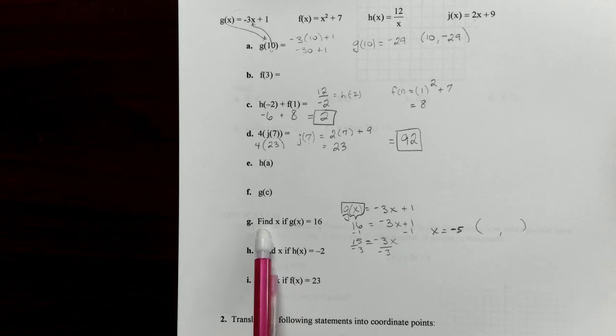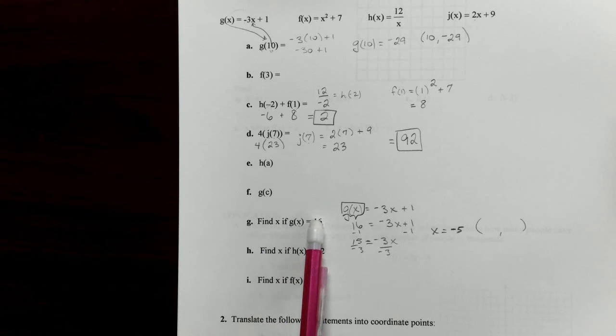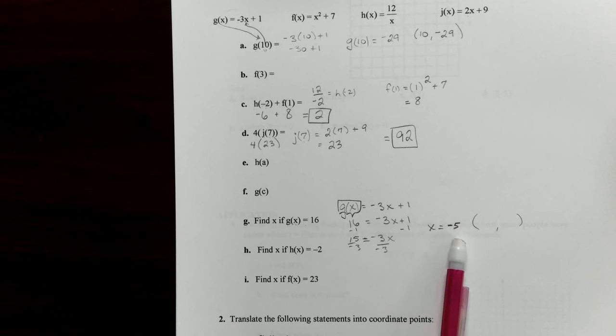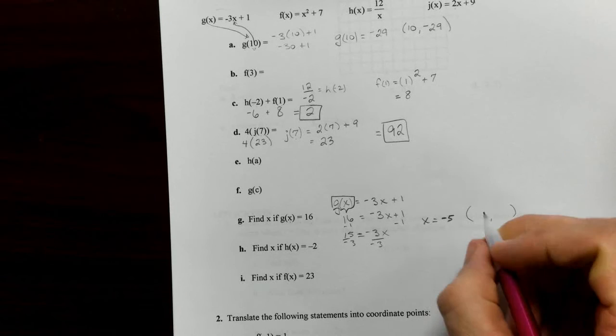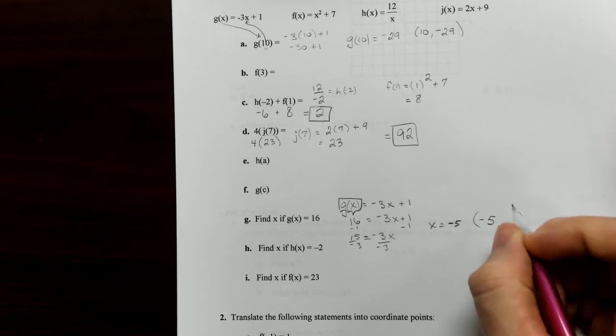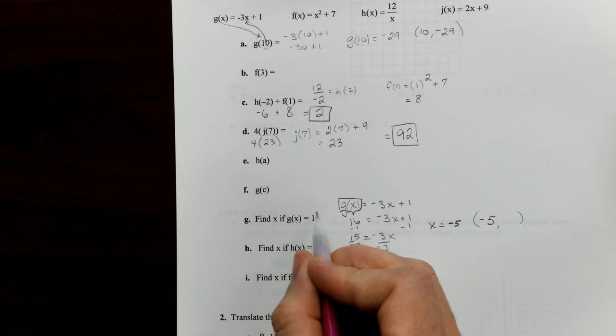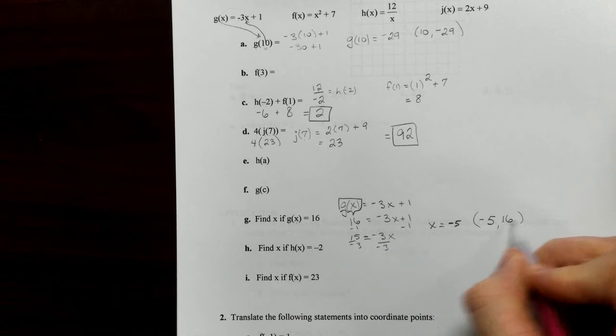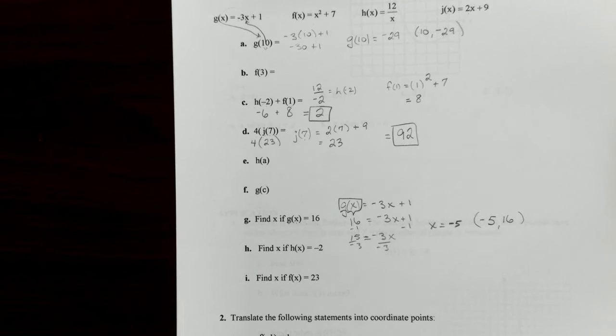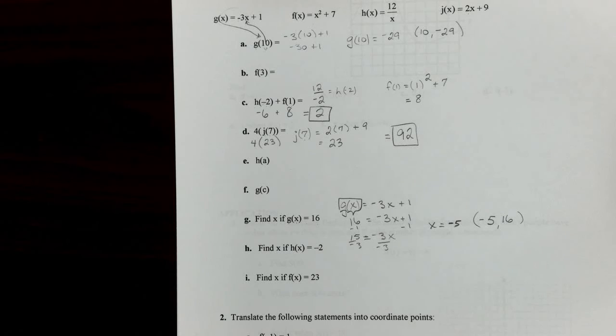So my problem says find x if g of x equals 16. So we found that x equals negative 5. So what's the x value of my point, Cameron? Negative 5. Perfect. And then the y value is what? 16. Yeah. So all I did was I gave you the y value, asked you to find the x. Yesterday, I gave you the x, asked you to find the y. So it's the reverse. Ain't nothing but a chicken wing. Don't make it harder than it is, guys.